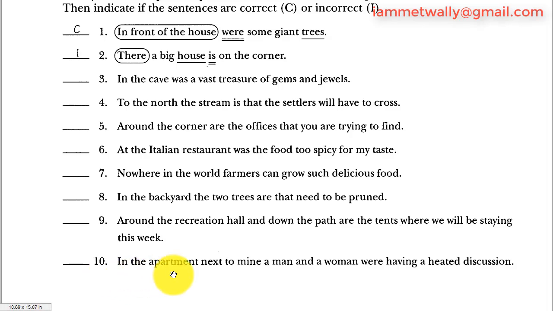10. In the apartment next to mine, a man and a woman were having a heated discussion. In the apartment next to mine, this is the place expression here. A man and a woman were having a heated discussion should be inverted, because this is essential information to me. I should say were a man and a woman having a heated discussion, so this sentence is incorrect.